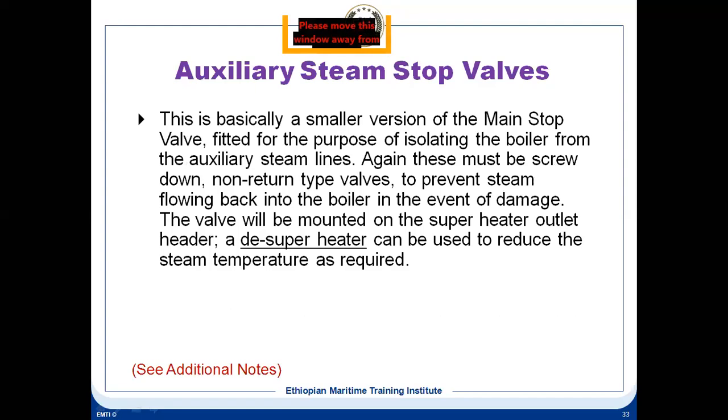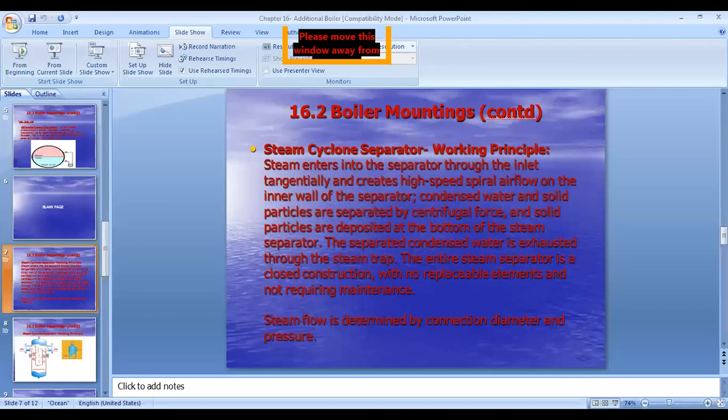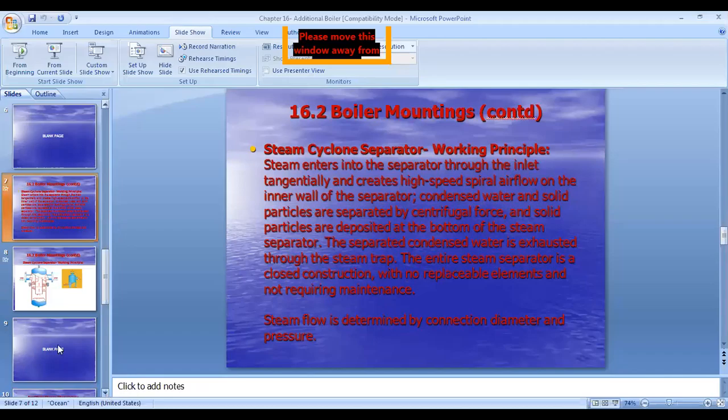Then you have the auxiliary steam stop valves. Auxiliary steam stop valves is basically a smaller version of the main steam stop valve, fitted for the purpose of isolating the boiler from auxiliary steam lines. Again, these must be screw-down non-return type valves to prevent steam flowing back into the boiler in the event of damage. These valves will be mounted on the superheater outlet header. A de-superheater can be used to reduce the steam temperature as required. We talked about this de-superheater earlier, and let's look at what it is.